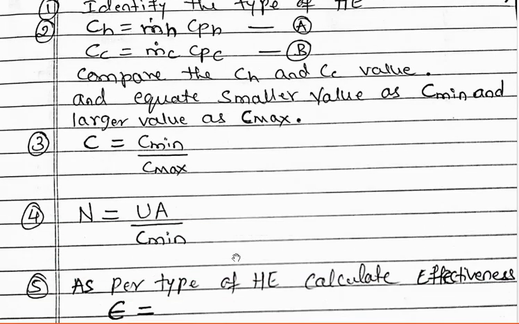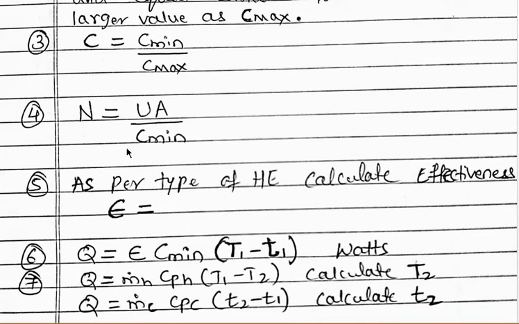Now after this you calculate the number of transfer units. N is equal to UA divided by C minimum. The U value will already be given in the problem, and the area will also be given. So you go with this equation, N is equal to UA divided by C minimum. Once you solve for this N, the next part is to calculate the effectiveness of the heat exchanger. To calculate this effectiveness of the heat exchanger, you have to go through the data handbook.